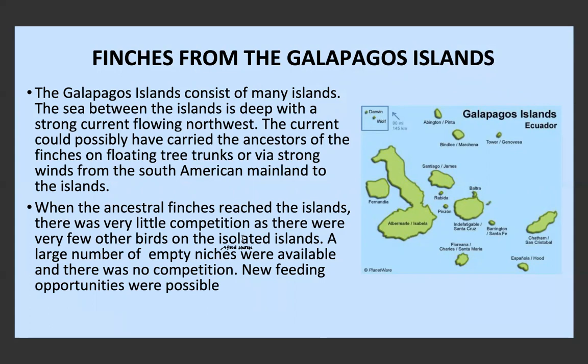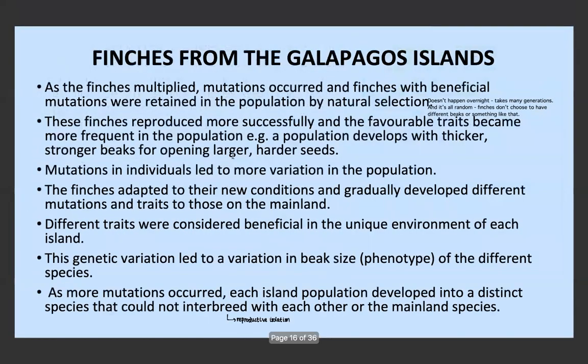That meant that new feeding opportunities were possible. So the finches didn't need to only eat seeds. There were also a variety of insects available, or flowers and nectar, and so on. As the finches multiplied, there were mutations in the population, and some of these finches with beneficial mutations were retained in the population due to natural selection.